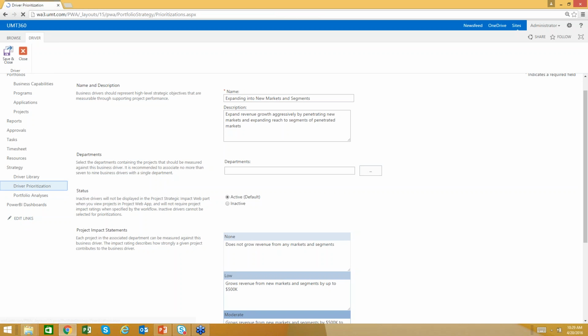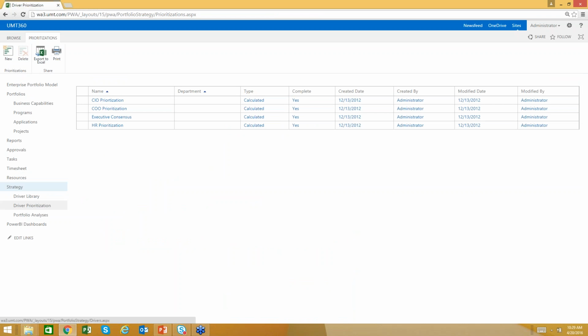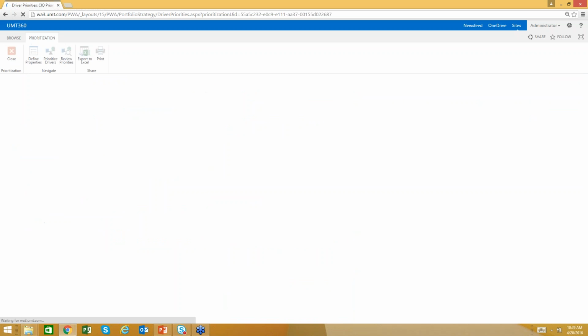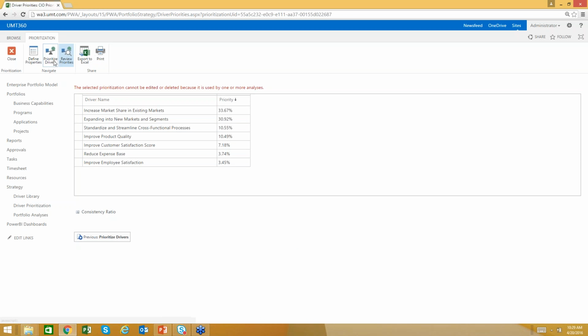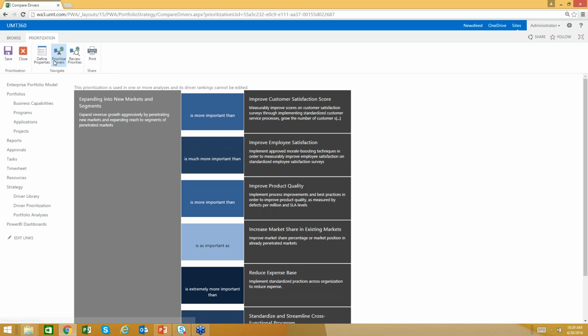Now, I did say one of the most overlooked steps was then going to the next level and objectively prioritizing the business strategy. The Microsoft PPM solution includes what's called a pairwise assessment, part of the analytical hierarchy process methodology, that is used for prioritizing pairs of things. What I'm going to do is just step back in the wizard here. I actually opened up the prioritization score for the CIO.